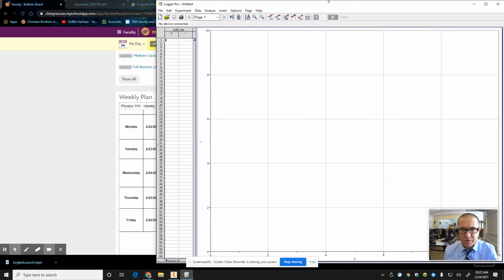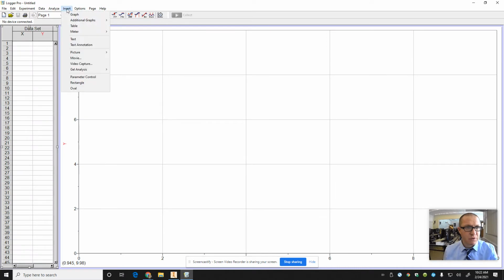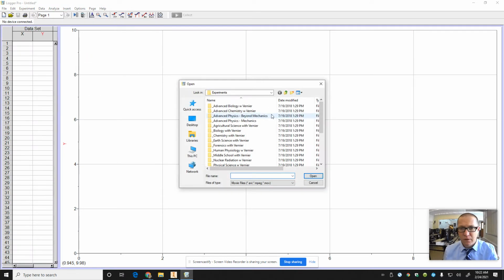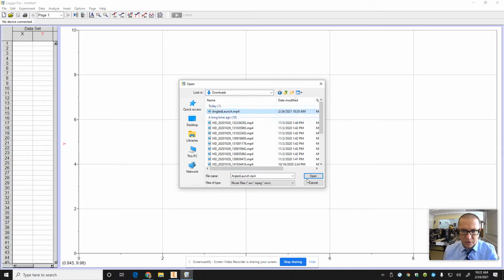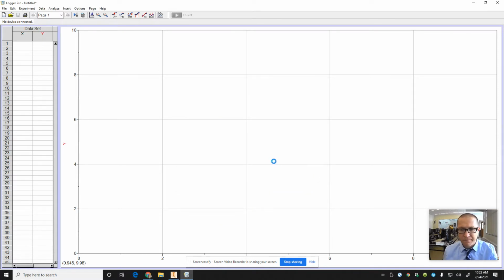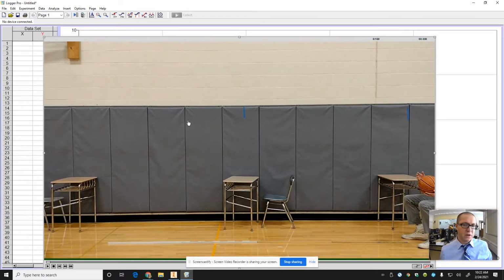All right. So Logger Pro. First step is always insert movie. All right, it's in my downloads, so I have to navigate to that. Let's see, downloads, angled launch, open. All right, we took a little trip over to the Callahan gym, moved one desk, did our video, and then sanitized that desk. All right, so a student is sitting in the chair here. We have 4 meter sticks across the ground.